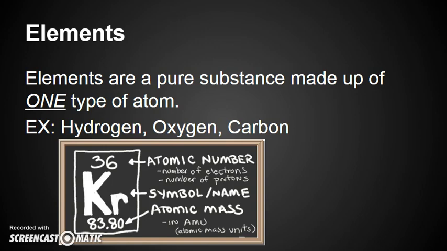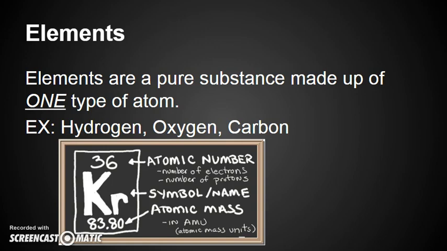So elements. Elements are a pure substance made up of one type of atom. For example, we might have a hydrogen atom, we might have an oxygen atom, we might have a carbon atom. Right here, I want you to look at this picture. We are looking at several different things when we look at this picture. This is what you're looking at when you look at the periodic table. You're looking at the atomic name, the atomic symbol, the atomic number, and the atomic mass.